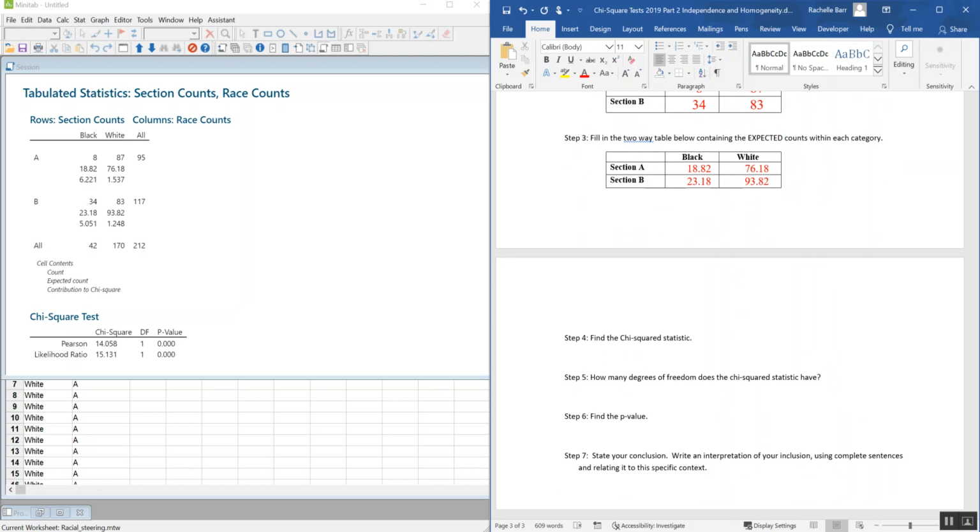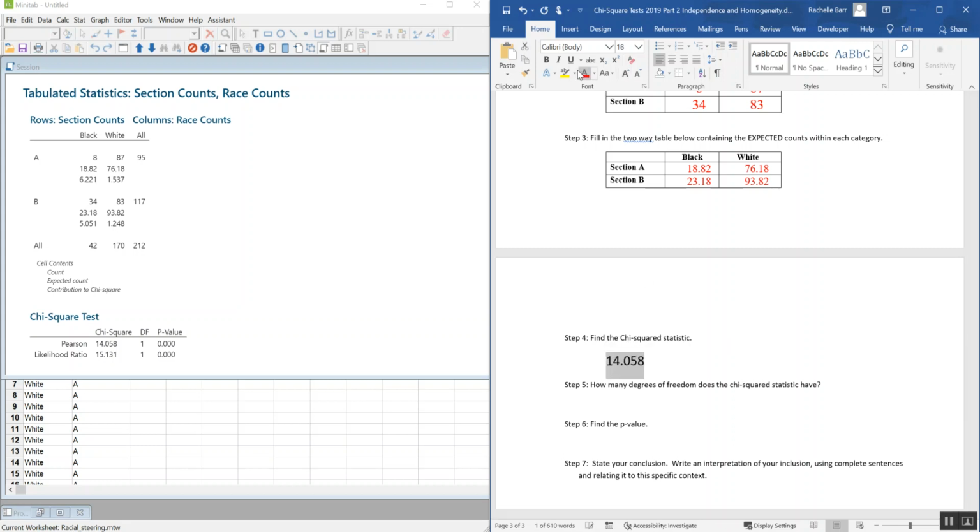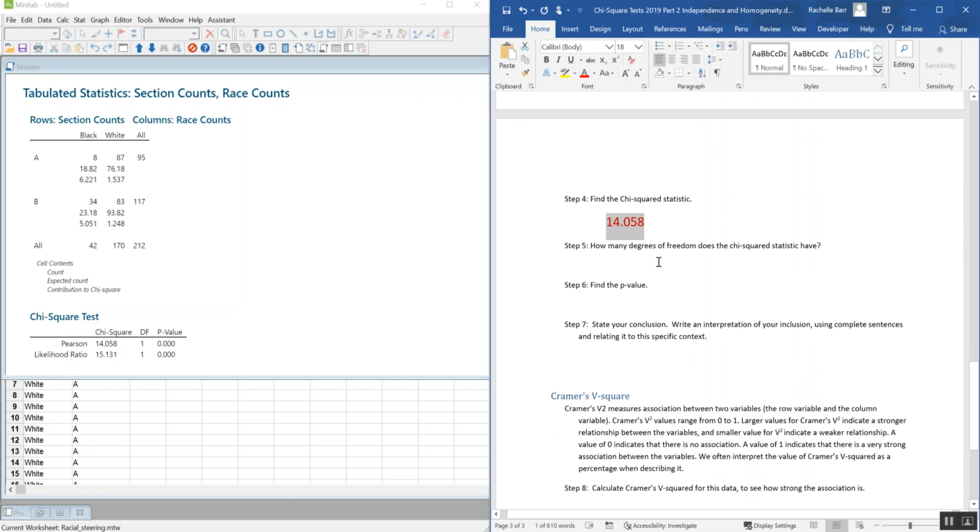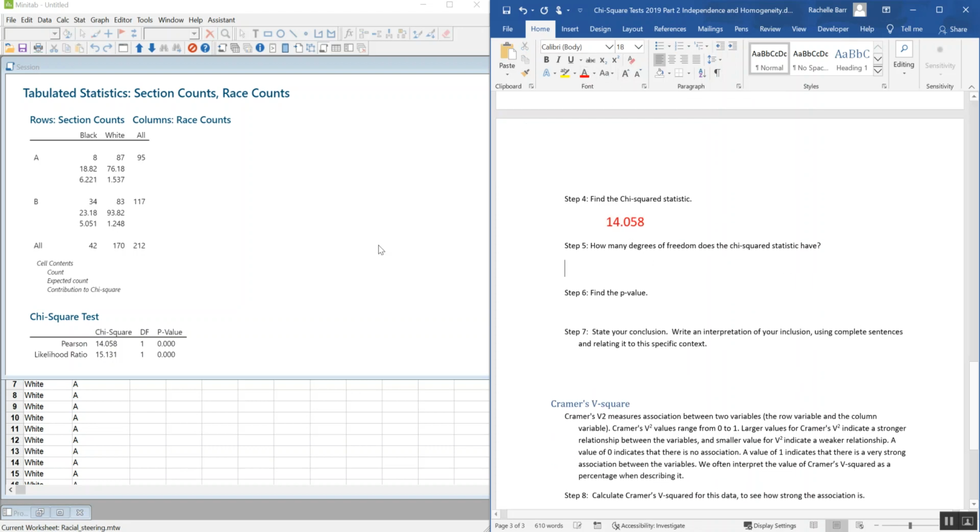So our chi-square test statistic is 14.058, which is quite big when your degrees of freedom is only 2. So that means I probably have some significant evidence. Let's take a look at our p-value. It's very small. Let's see if I can get a couple more decimal places of this.